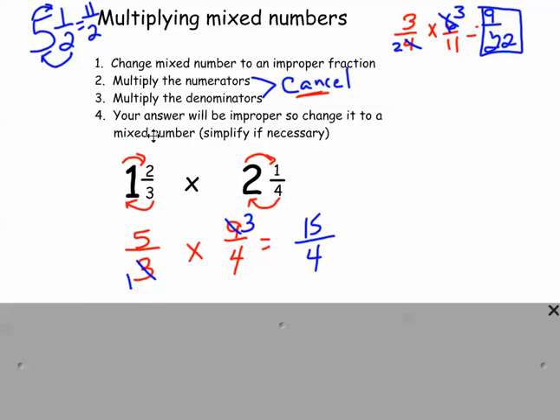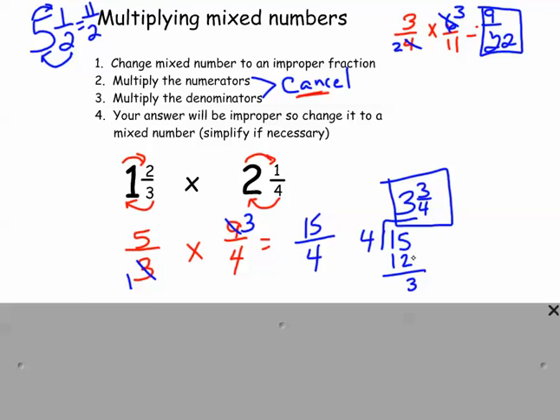Now, like it said, your answer is probably going to be improper, so I need to turn it back to a mixed number. Remember, I'm going to simply divide. So 4 goes into 15 3 times, and there's 3 left over. So bring my remainder on top and keep that same denominator. So my answer would be 3 3/4.